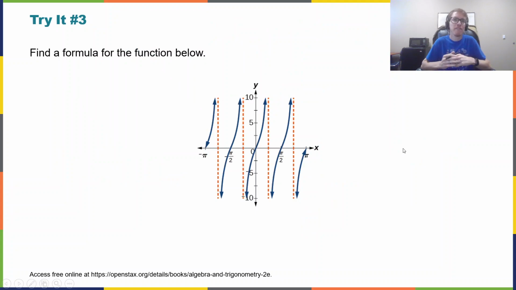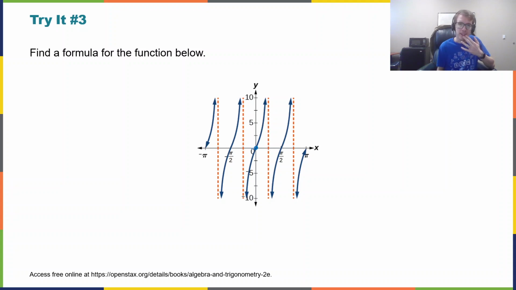All right, so number 3, find a formula for the function below. So based on the graph, this is a tangent, also based on the part of the section this is a tangent graph. It's centered at 0, 0. That tells us there's no phase shifting left and right. There's also no shifting up. There's no midline as we think of that with sine and cosine.